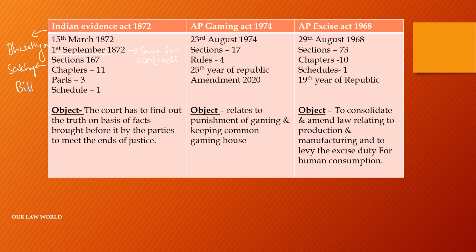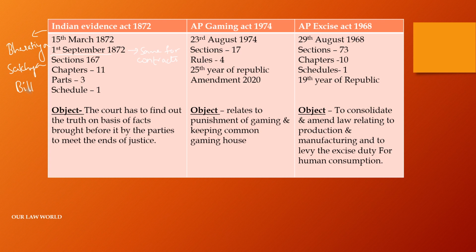Coming to the next subject, the AP Gaming Act 1974. The date is 23rd August 1974, on which it came into force, and it consists of 17 sections and 4 rules. The object of this act is to punish those who have done gaming and those who have opened a common gaming house.